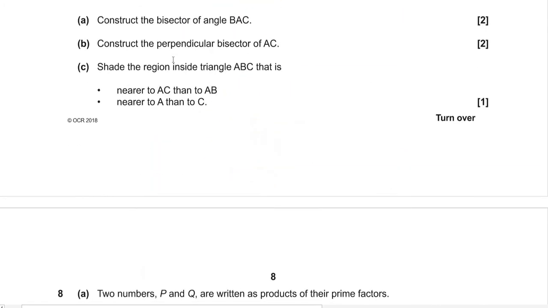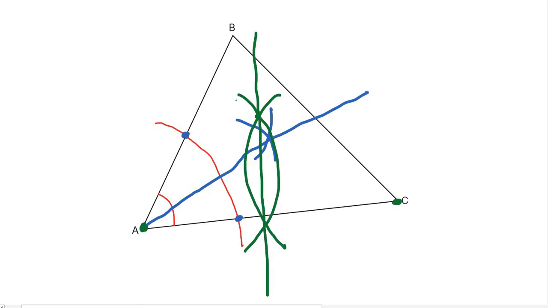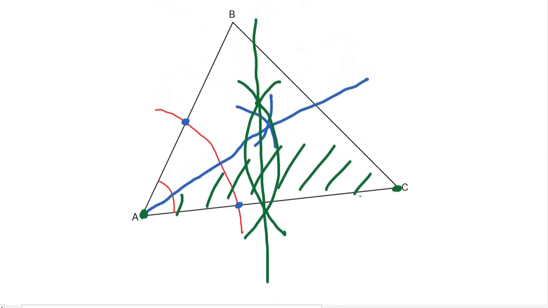Right. Shade the region inside triangle ABC that is nearer to AC than AB. Okay, so if it's nearer to AC than AB, then that's all of this area. Right. And then nearer to A than C, that's everything in here. So this is the correct region.